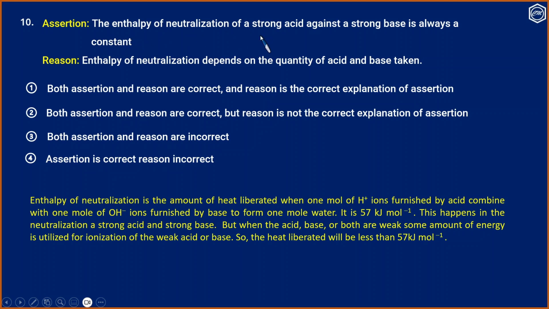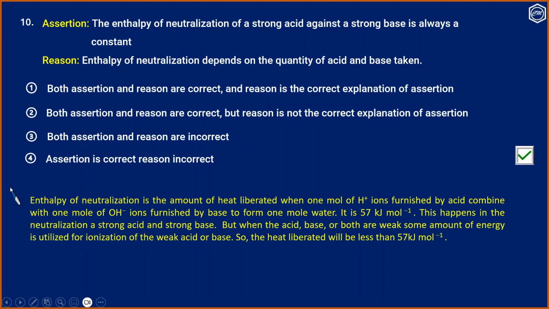Therefore the assertion is correct. For a strong acid, strong base neutralization, the enthalpy of neutralization is a constant. But the reason is wrong. Enthalpy of neutralization does not depend on the quantity of acid and base taken. But the reason given says it does, so it is wrong. We define enthalpy of neutralization for 1 mole, so it is independent of the quantity taken. So the correct answer should be: assertion is correct and the reason is incorrect.